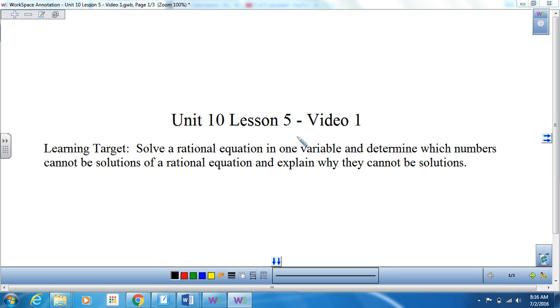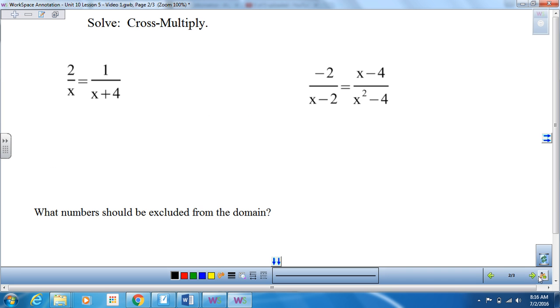This is Unit 10, Lesson 5, Video 1. We are going to be solving rational equations, and then we'll talk about why certain numbers can't be solutions. We're going to do this in two videos. In this first video, we're going to look at ones where we can just cross multiply.